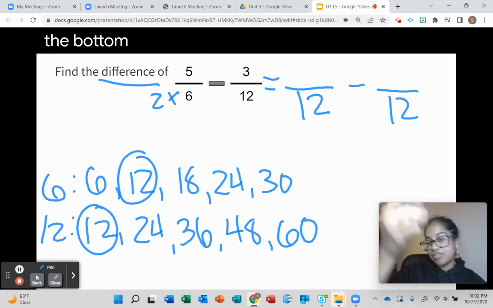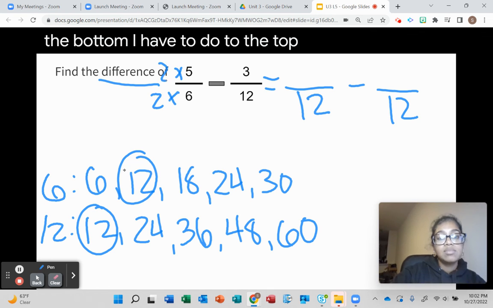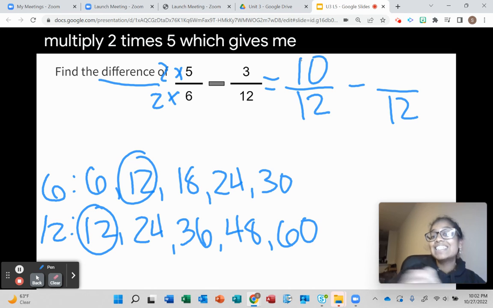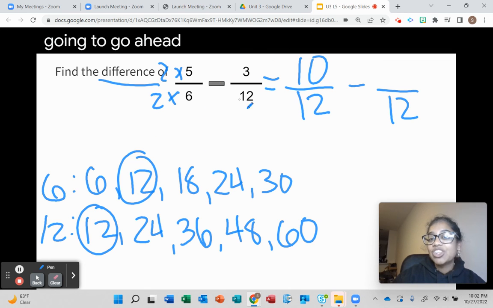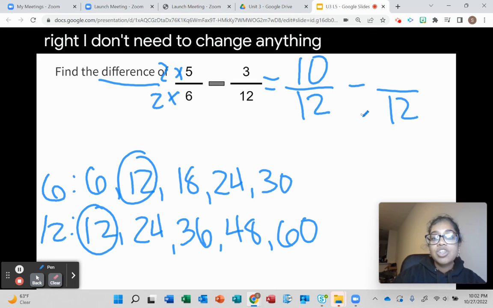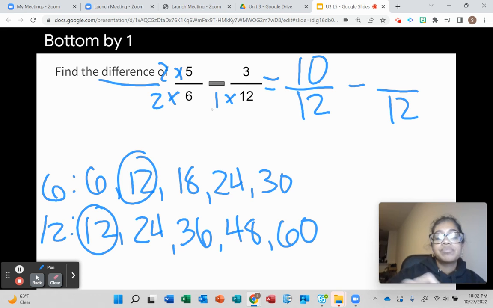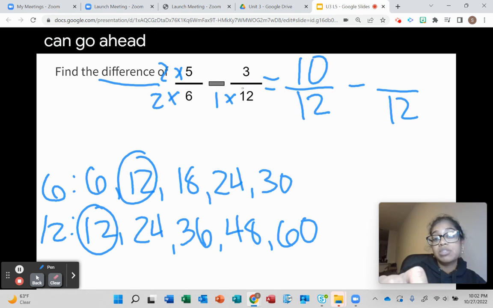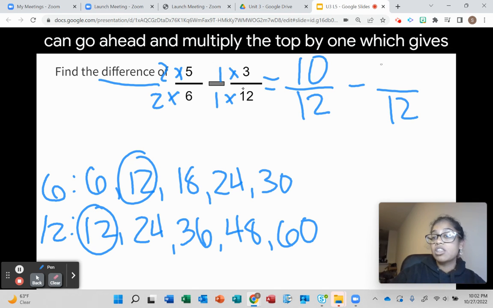So what I do to the bottom, I have to do to the top. I'm going to multiply 5 times 2, which gives me 10. All right, now let's look at 3/12, right? What do I need to multiply 12 by to get 12? Oh, just 1. So it's 12, right? I don't need to change anything. I multiplied the bottom by 1 because 12 times 1 is 12, and then I can multiply the top by 1, which gives me 3.